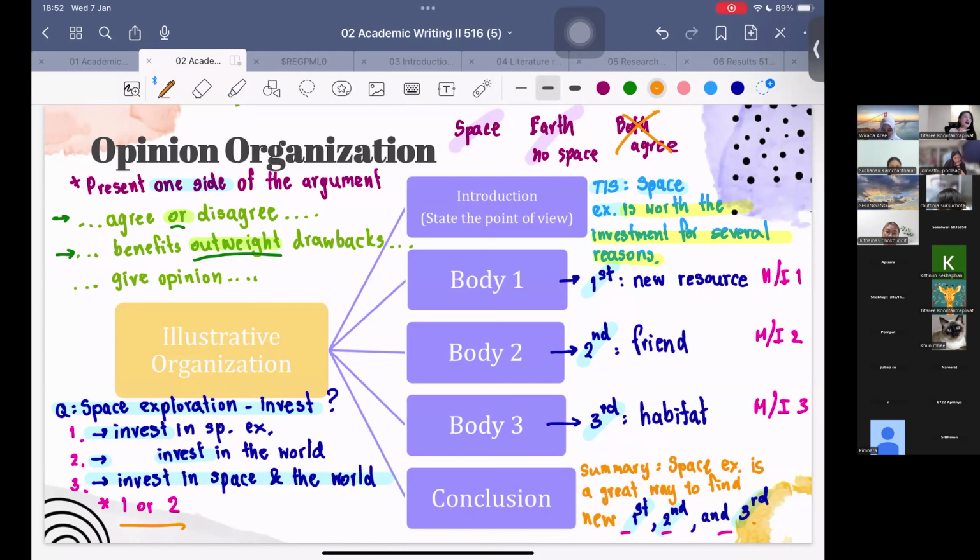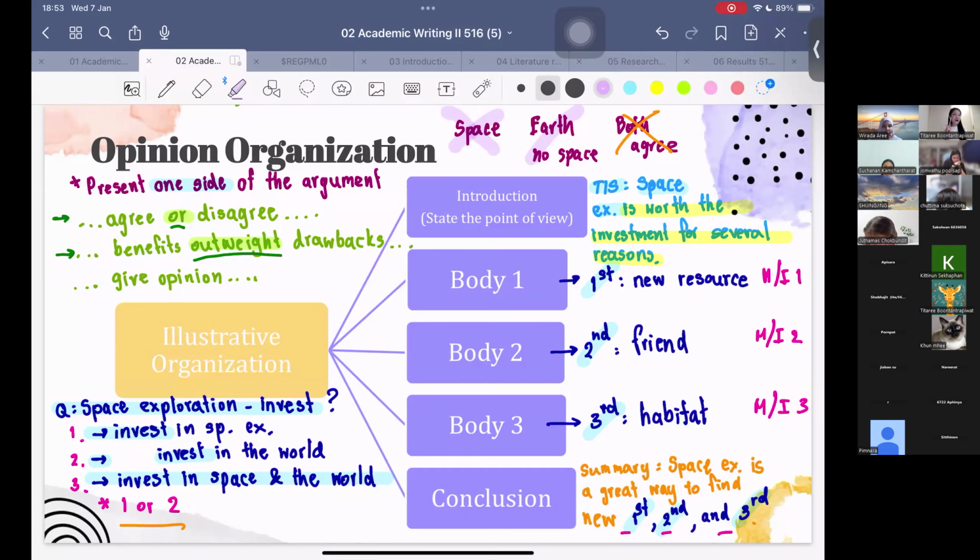Like this one again, whether you think we should invest in space exploration or not. You should choose like, yes, we should do it, or no, we should not do it. Picking a side is easier when you need to write the answer. So based on this, let's say I pick a side. Yes, I pick a side, and I say that yes, we should do space exploration.